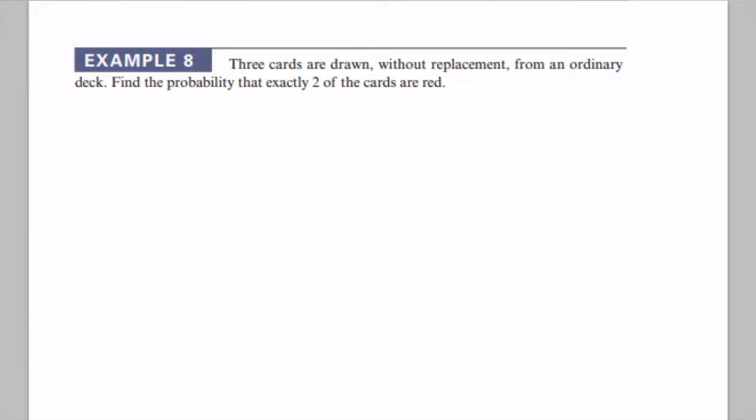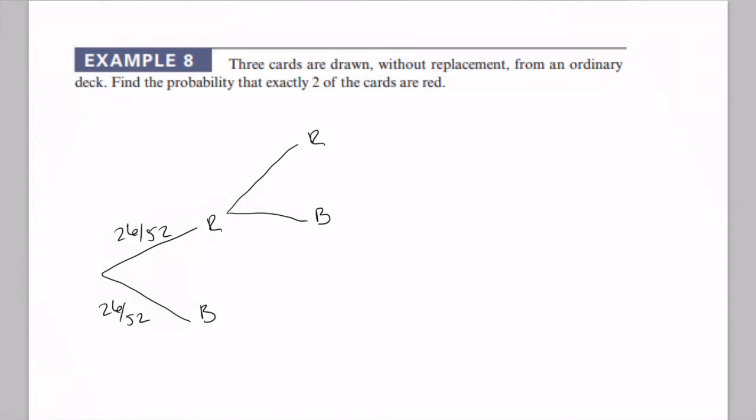So 8. 3 cards are drawn without replacement from an ordinary deck. Find the probability that exactly 2 of the cards are red. Okay. So red, black. We have 26 out of 52 on this occasion, 26 out of 52. Then another one is drawn. And we have red and black. Now we have 25 out of 51 and we have 26 out of 51, because the red was chosen.